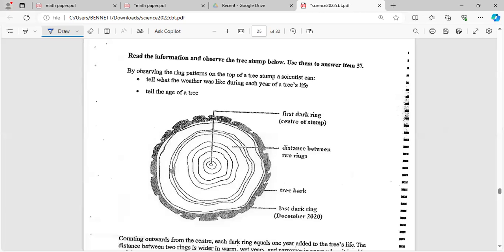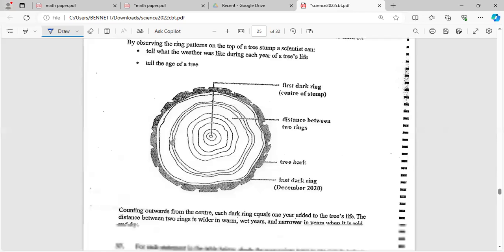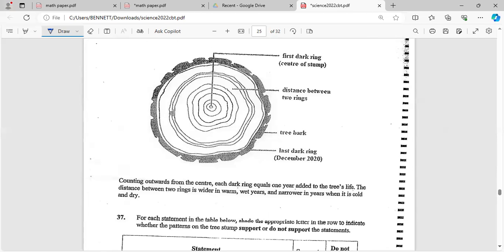Alright. Read the information and observe the tree stump below. Use them to answer item 37. By observing the ring pattern on the top of the tree stump, scientists can tell what the weather was like during each year of the tree's life and tell the age of the tree. The first dark ring is in the center of the stump, and the last ring is December 2020. Counting outwards from the center, each dark ring equals 1 year added to the tree's life.